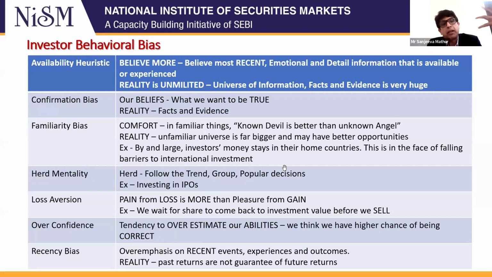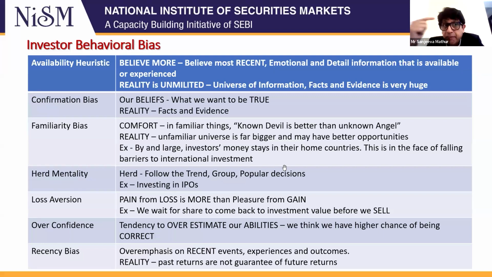Availability. Believe or not, it's mostly confirmation bias. I'm just telling you, our beliefs, what we want to be true, override facts and evidence. Don't go by what you feel. Go by facts. Equity generates return over a long period of time. That's why don't look at the very short term.